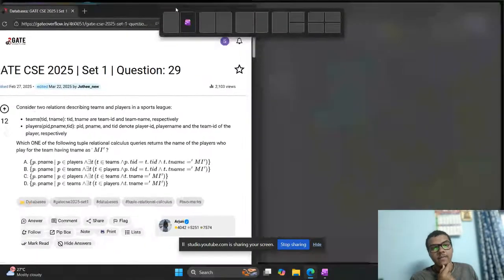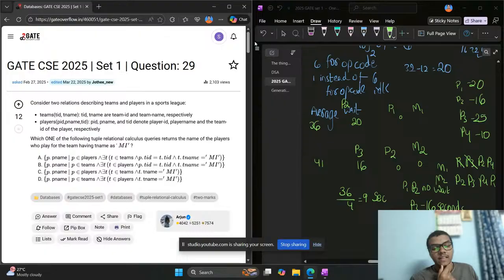Yeah, it is a databases question. So relations describing teams and players of a sports league. Team ID and team name. Player ID, player name, and team ID. Tuple relational calculus. Write a query for the names of the players who play for the team having T name equal to MI.